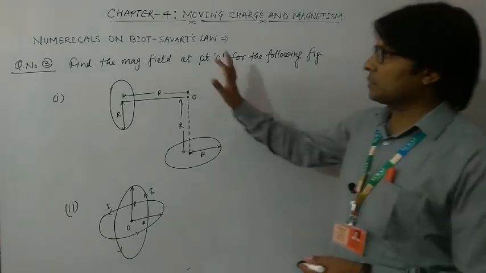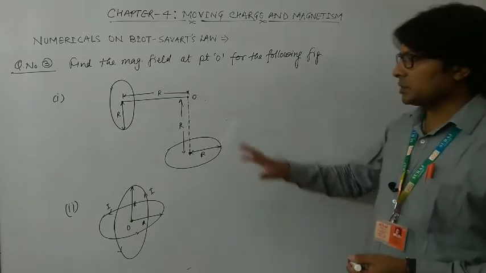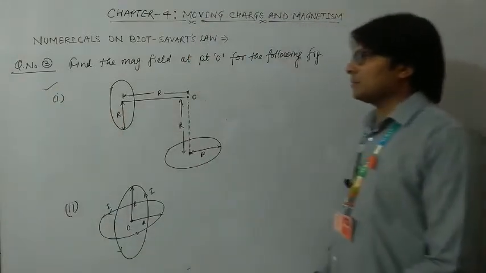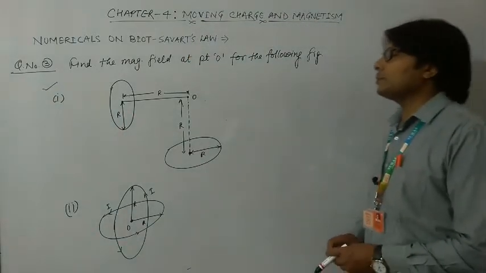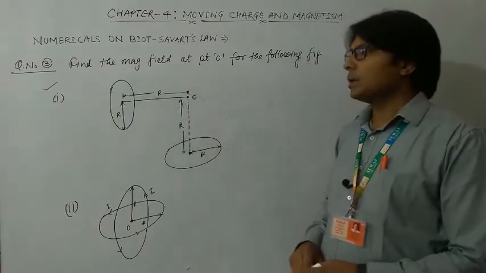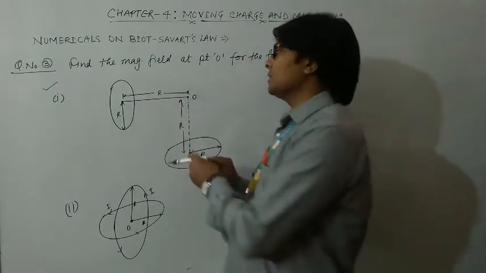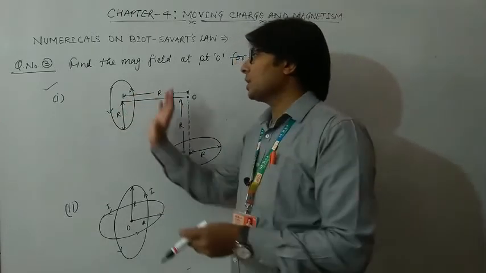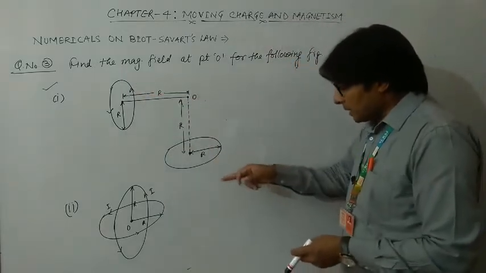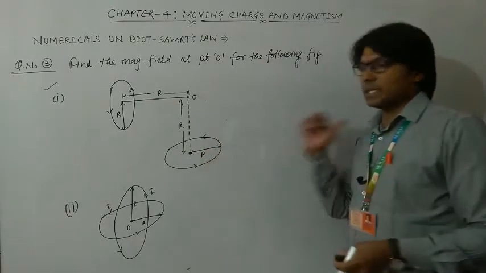So I have taken this question: find the magnetic field at point O for the following figures, and these two figures have been given. So starting with the very first figure, we have to find the value of magnetic field at point O due to these two current carrying loops. The direction of current is in this direction, that is anti-clockwise, and this loop is placed in this direction. And this loop is placed like this. So the direction of current is here also in anti-clockwise direction.